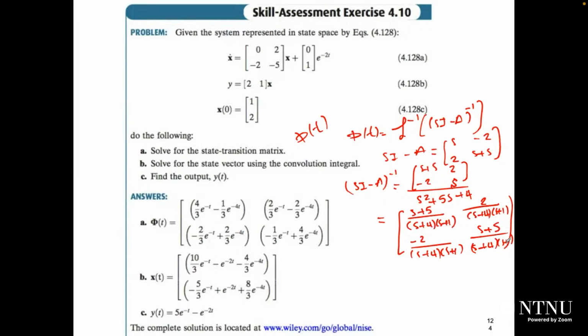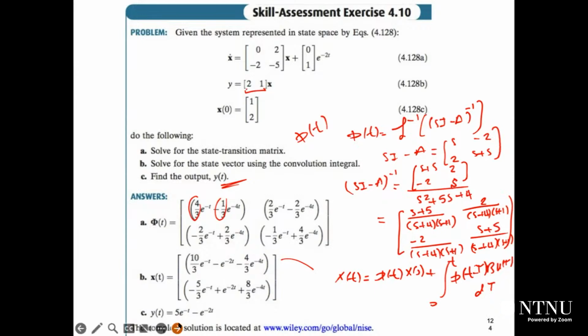Use partial fraction expansion and apply inverse Laplace transform to get those coefficients, right? And get phi of t. Once you have phi of t, you will apply the equation to get x of t. So x of t will be phi of t multiplied by x of 0, the initial condition, plus the integration from 0 to t of phi of t minus tau multiplied by B u of tau d tau. And you will get x of t. Once you have x of t, you need to get y of t. Multiply it by this vector, and you will get y of t. So it will be 2 times x1 plus x2.